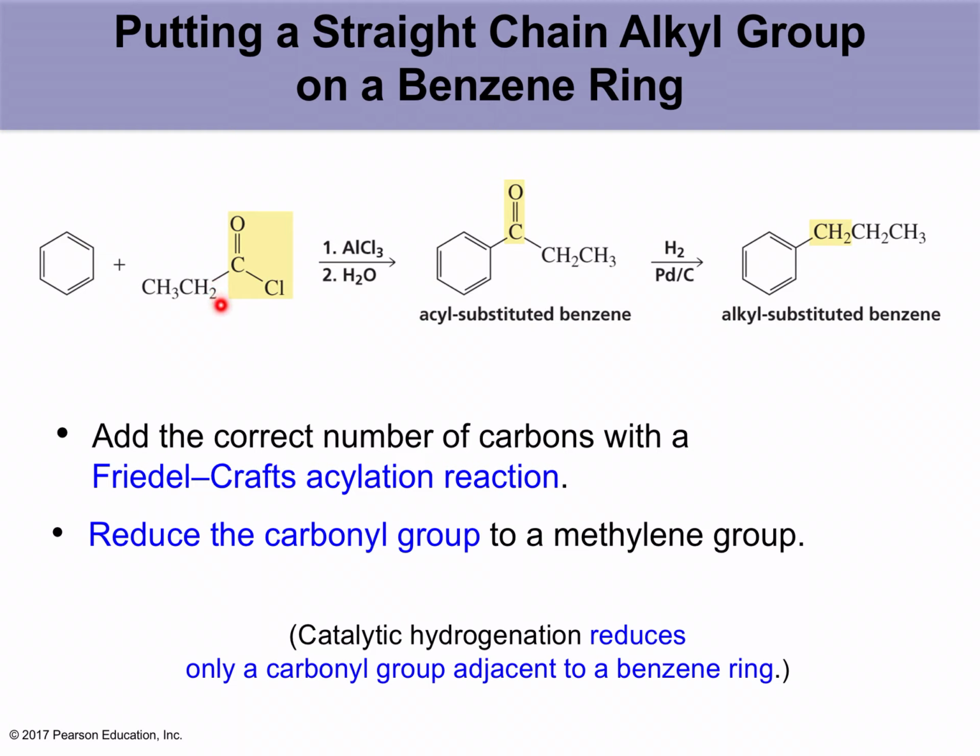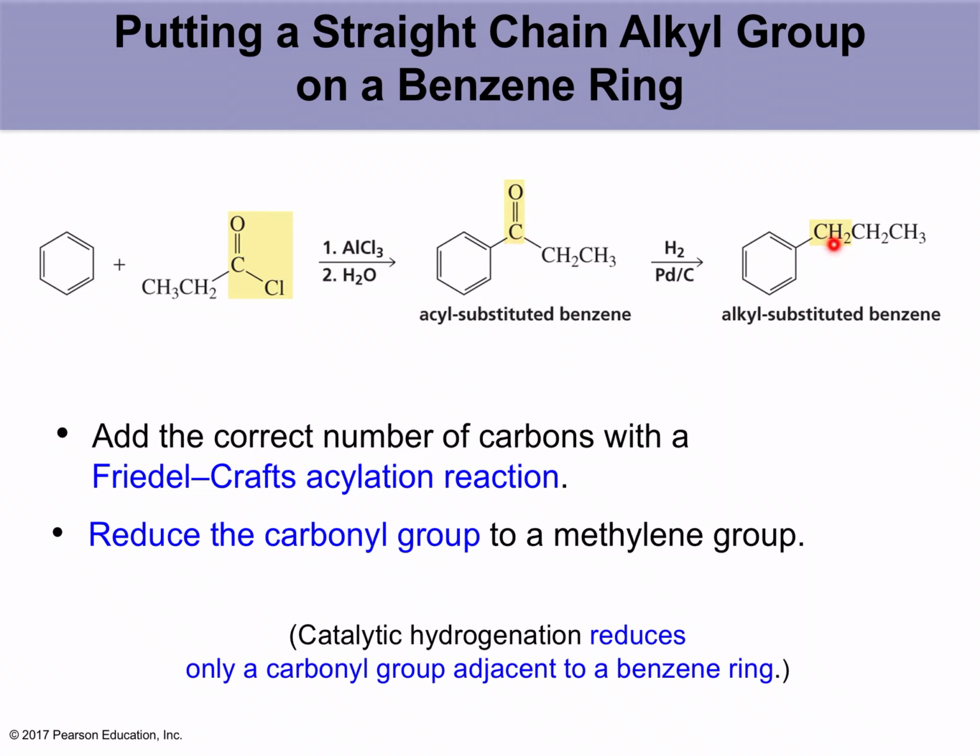So what we can do is add the group as an acyl substitution. This is propanoyl chloride, an acyl group, with aluminum chloride. The second step is water. You can add this acyl group, giving an acyl substituted benzene. And then the next step is we don't want to keep the carbonyl group. Instead, we want to make it CH2. We can use a reducing agent to reduce the carbonyl group to a CH2 group.